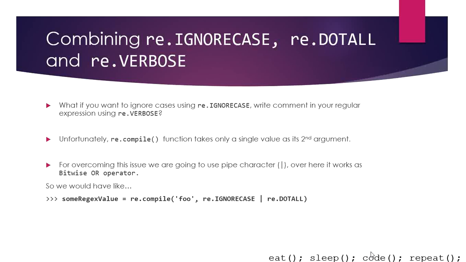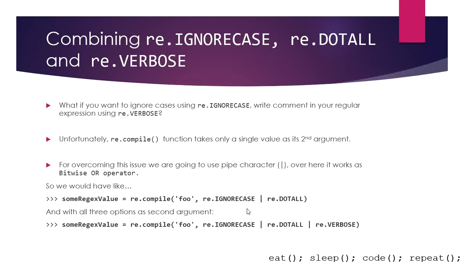Here you can see we have some regex value passed to re.compile, and in the second argument I have two options. It can be re.IGNORECASE or it can be re.DOTALL. If you want three arguments, then we can use the pipe character two times. Is that clear? This is how we can combine IGNORECASE, DOTALL and VERBOSE. These are very important.